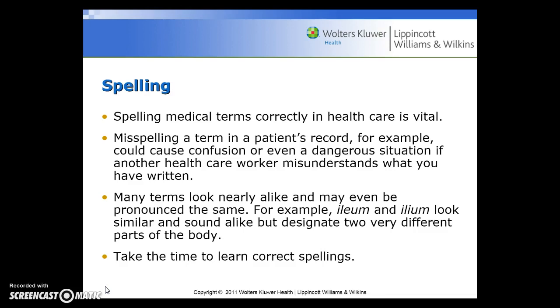Misspelling a term in a patient's record, for example, could cause confusion or even a dangerous situation if another healthcare worker misunderstands what you've written. Many terms look nearly alike and may even be pronounced the same. For example, ileum and ilium look similar and sound alike, but designate two very different parts of the body. So take the time to learn correct spellings.